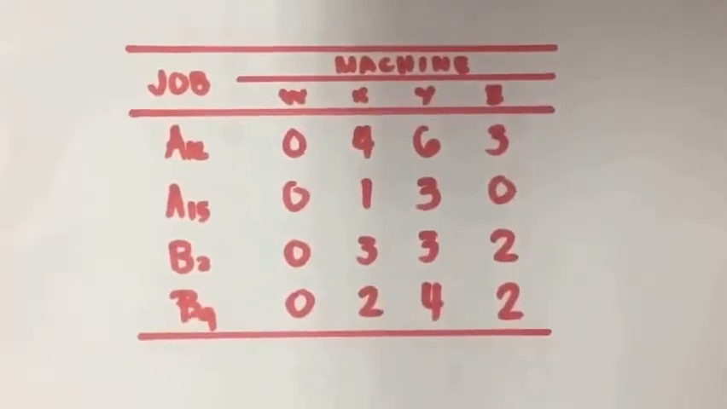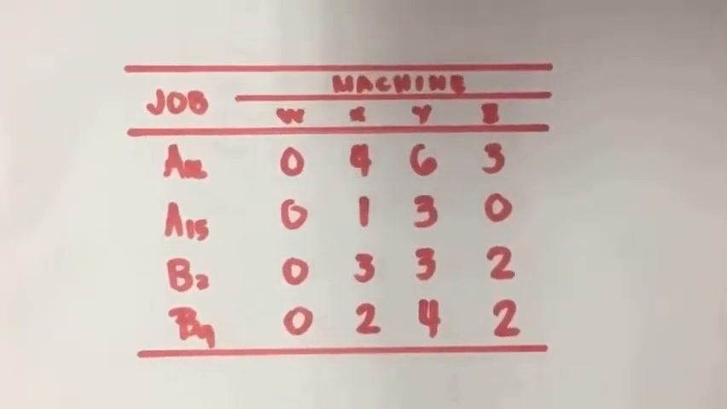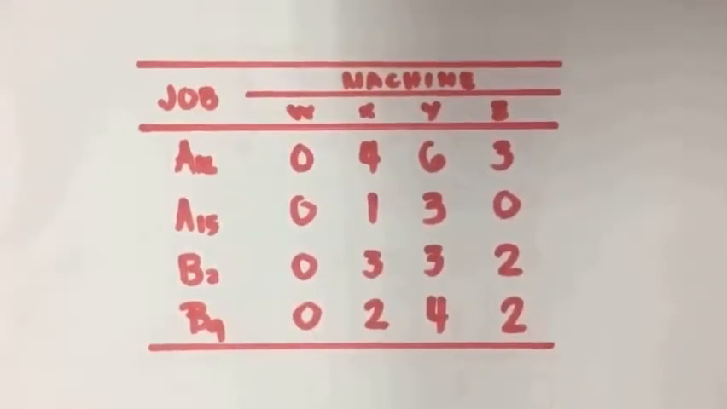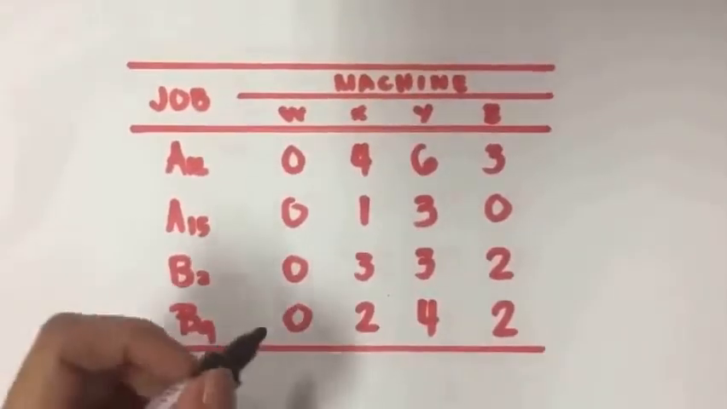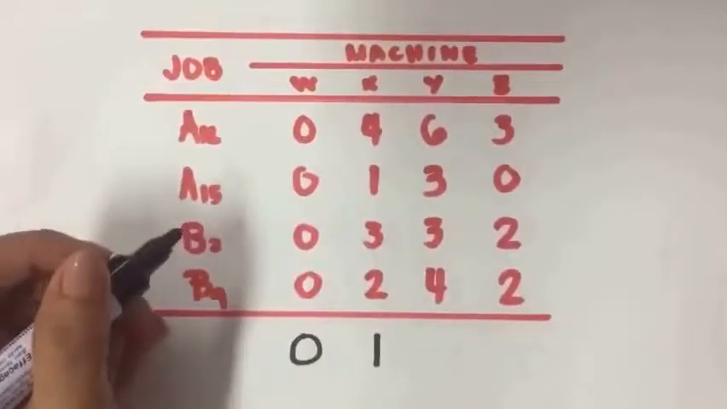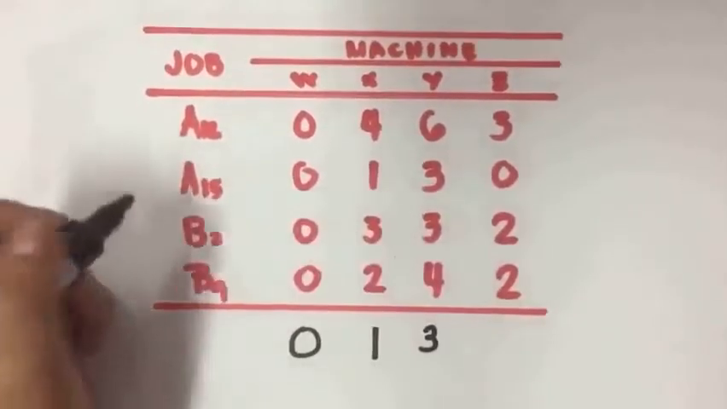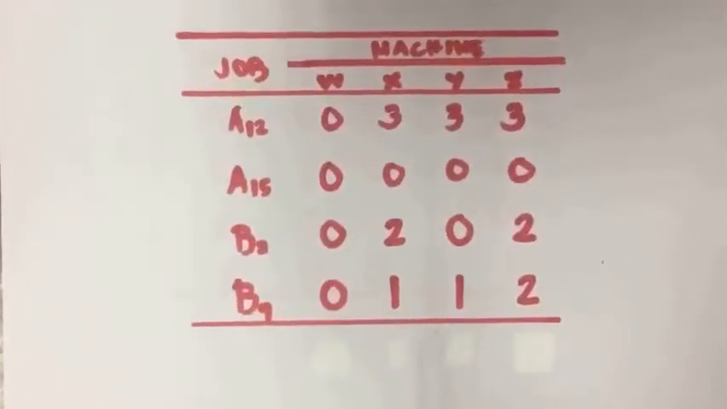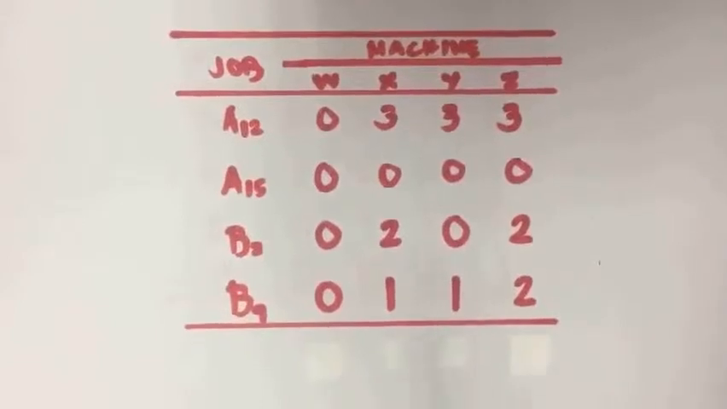For this step, we have the column reduction. In this step, you have to subtract each number in the column by the smallest value in that column. So for this column, we have 0. This one, we have 1. We have 3. And 0. So we now have this new table ready for the optimality test.